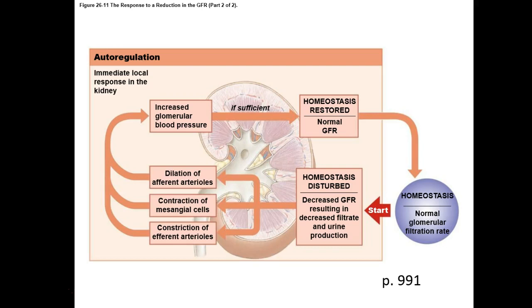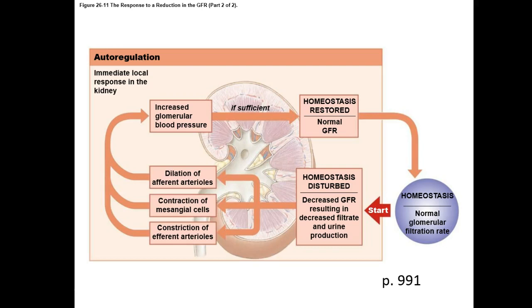This image comes from your textbook. I tend to like these. They tend to be concept maps. After you have studied this, this might help you get the sequence down. So local response, if you have increased glomerular blood pressure, so if it's insufficient, homeostasis is restored.